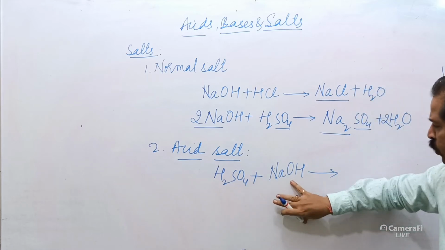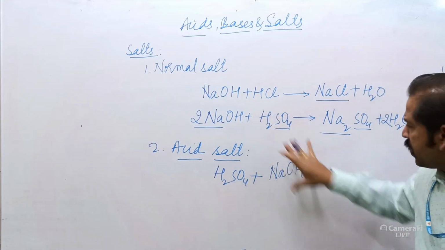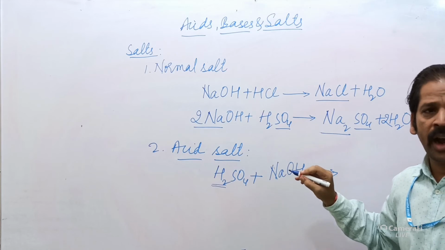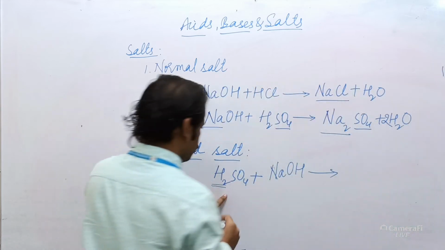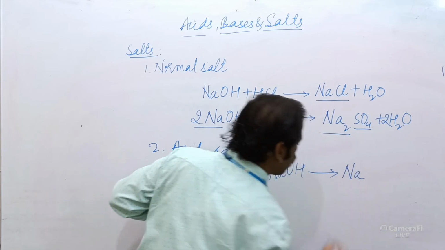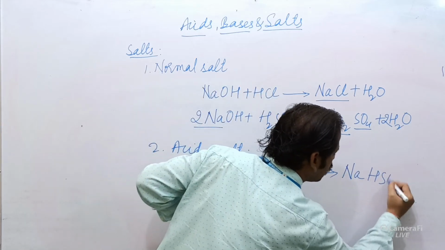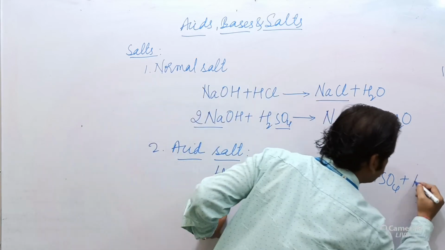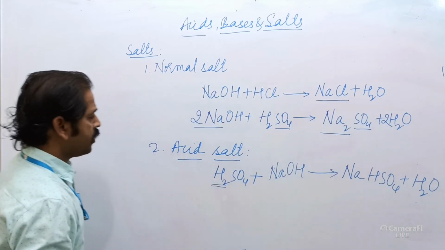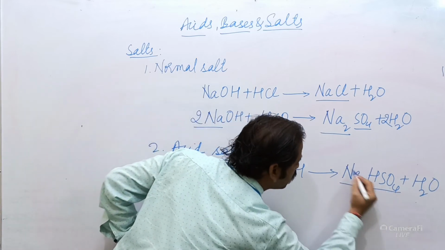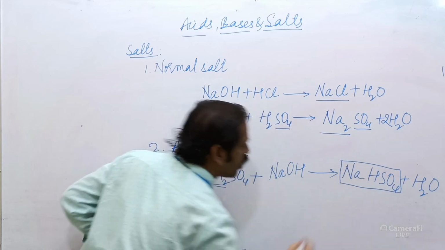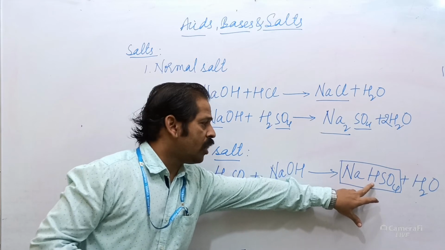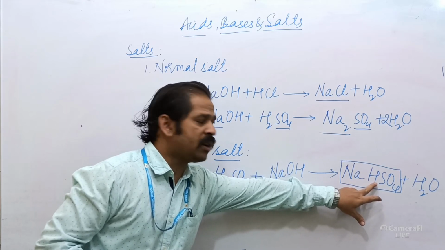Sulfuric acid is reacting with sodium hydroxide, but what happens? The same thing is there, but here hydrogen is partially ionizable. It forms sodium hydrogen sulfate plus water. See here, sodium hydrogen sulfate or sodium bisulfate. Here the hydrogen is also remaining because there is no full replacement of hydrogen.